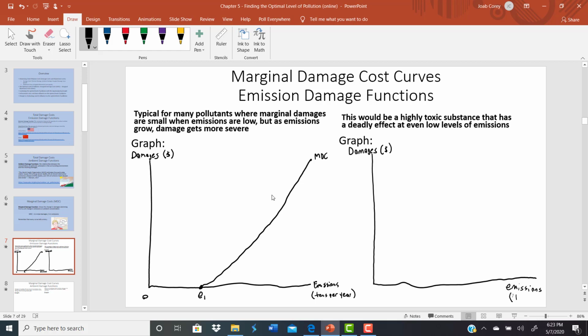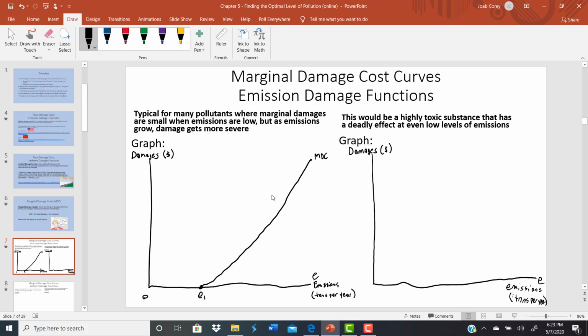And again, those emissions might be tons per year, right? And by the way, when we measure those emissions, we usually abbreviate them with an E there. All right, so with that in mind, what might it look like if this toxic substance has a deadly effect even at low levels of emissions?